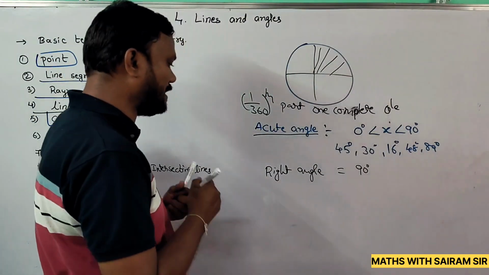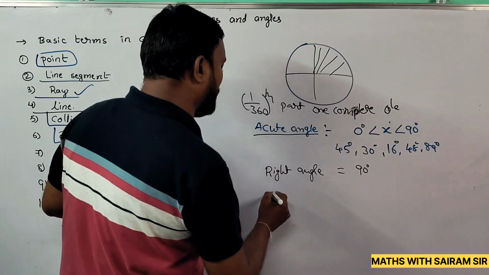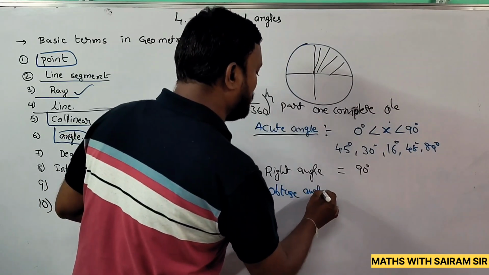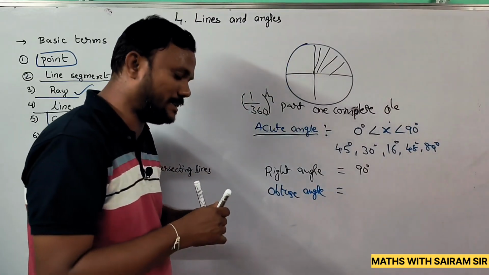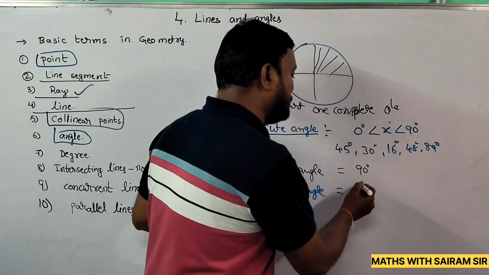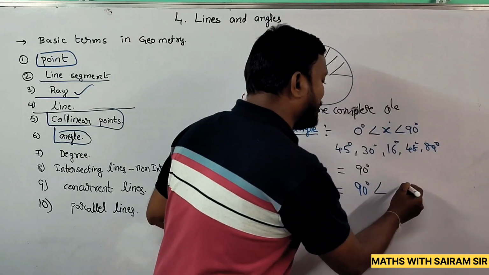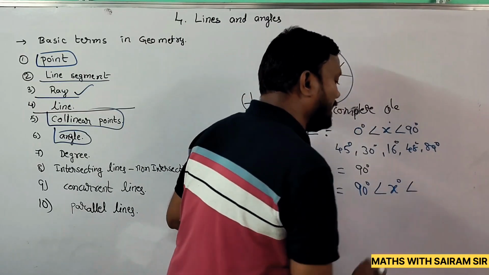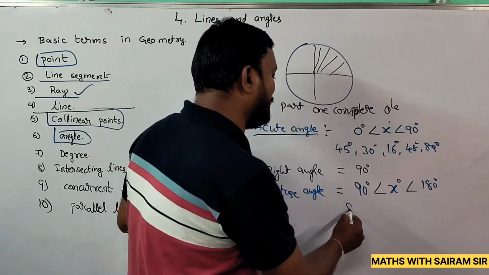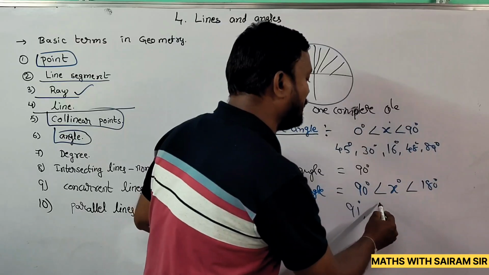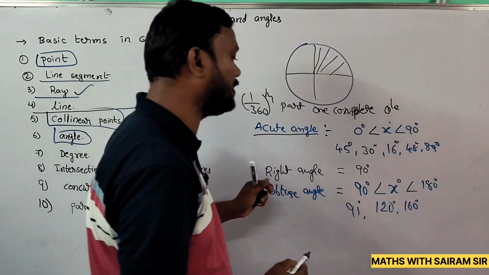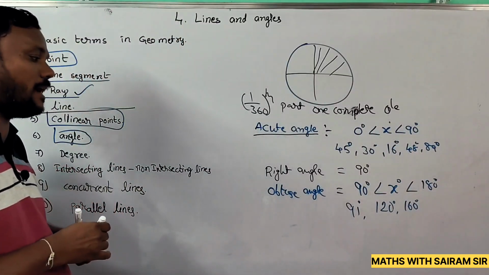And the next type of angle is known as an obtuse angle. What is an obtuse angle? An angle whose measure is more than 90 degrees and less than 180 degrees. Like 91 degrees, 120 degrees, 160 degrees. Likewise, these are known as examples of obtuse angle.